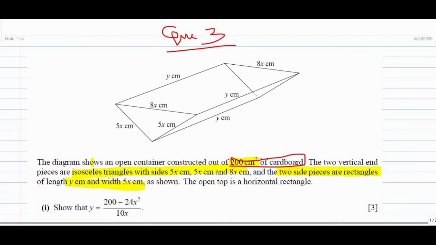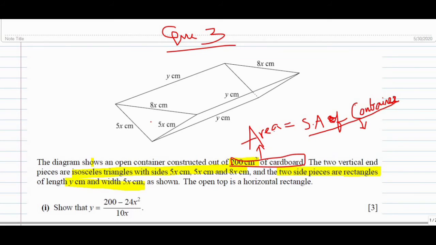So we have an open container made up of cardboard, and to make it, the area used is 200 centimeter square. When we make it into a container, the area of cardboard is the same as the surface area of the container. The container can be called a prism because it has two congruent bases, which are two isosceles triangles.